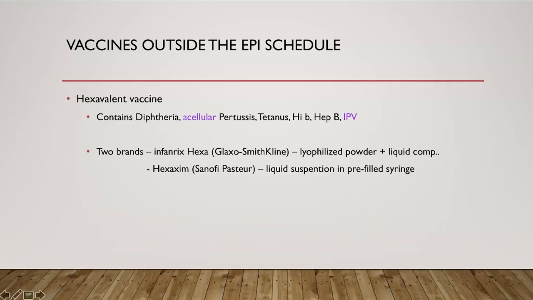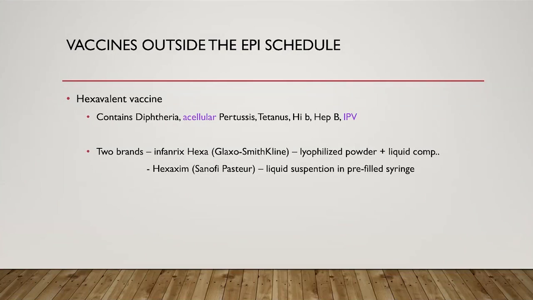The hexavalent vaccine contains diphtheria, acellular pertussis. In the pentavalent, you have whole cell pertussis, but here we are using acellular pertussis. So the reactions associated with pertussis are minimal with this vaccine. It has tetanus, Haemophilus influenzae type B, hepatitis B, and inactivated polio virus. So when you are giving a hexavalent vaccine, there is no real need for oral polio vaccination because the inactivated polio virus here covers type 1, 2, and 3.